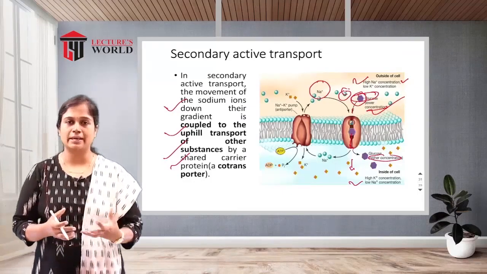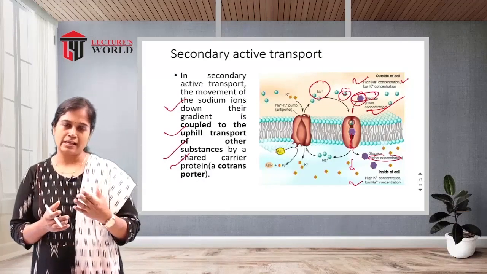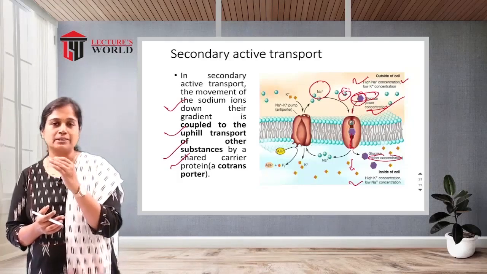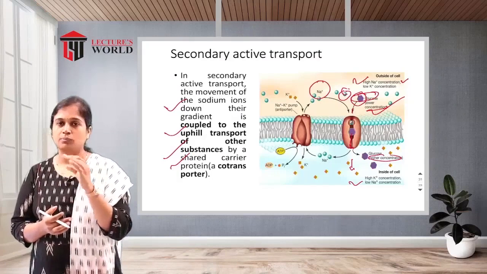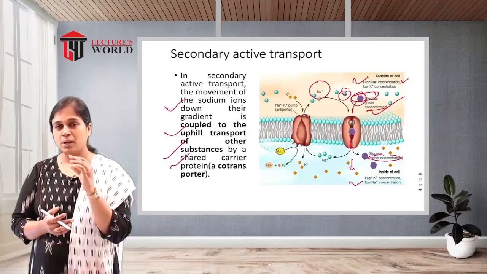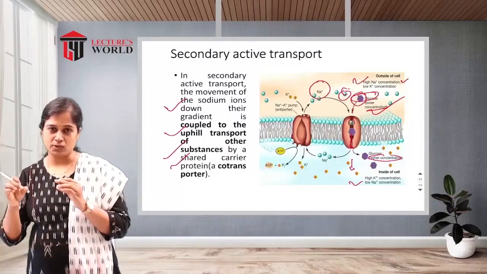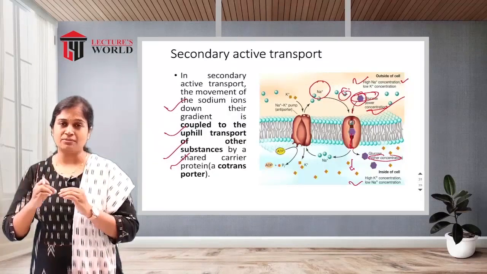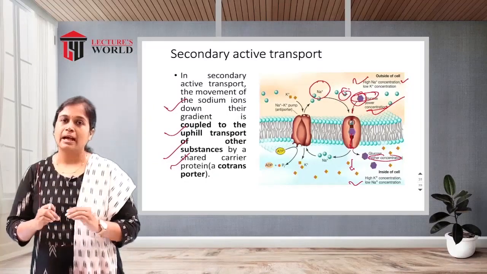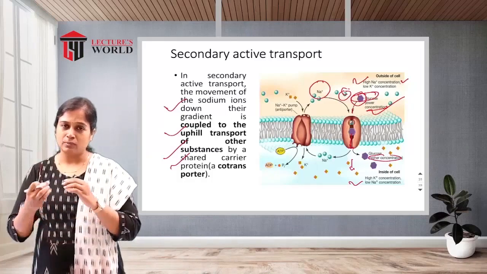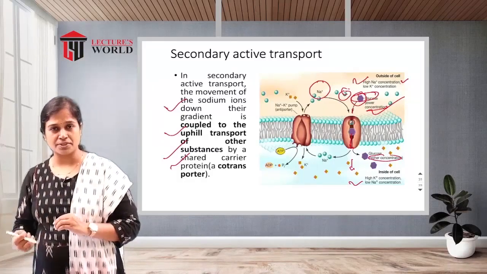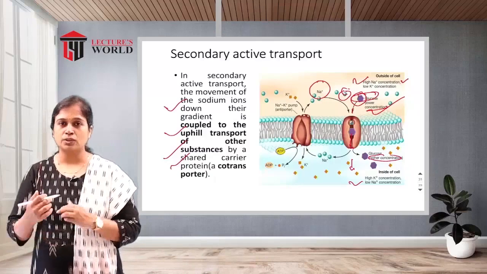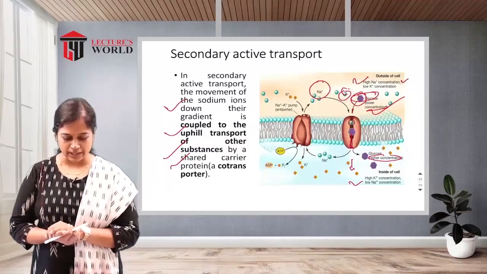So what happens in secondary active transport? One molecule has a higher concentration outside the cell and another molecule has a lower concentration outside the cell. The molecule which has a higher concentration will combine with the molecule which has a lower concentration, and using the electrochemical gradient it transports via the carrier protein, and it leaves the high-concentration molecule inside and moves the sodium from higher to lower. So this is how the secondary transportation takes place.